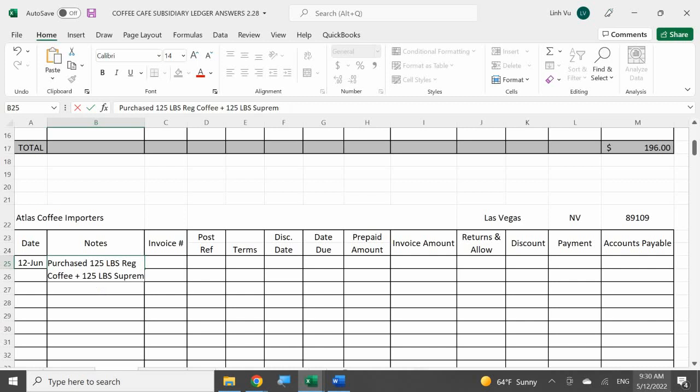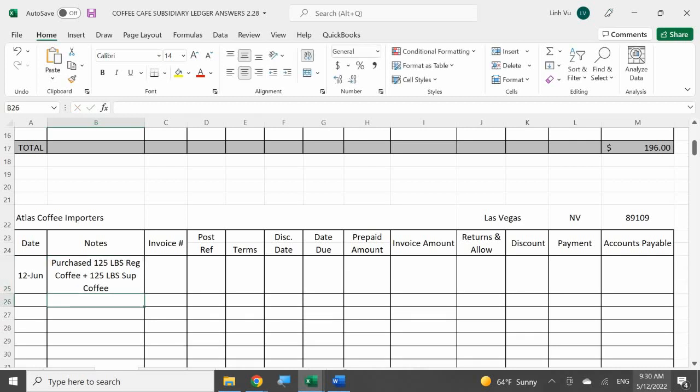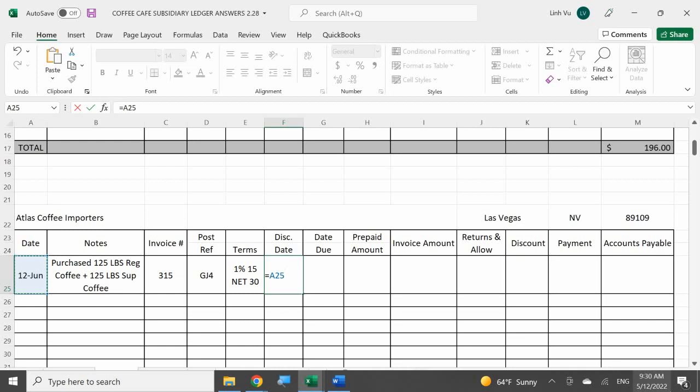Okay. Invoice number 315. Reference number, right? We purchased this on General Journal page 4. We were given terms, right? We were given that if we paid within 15 days, we would receive a discount of 1%. If not, the bill is due in 30 days. So, when is my discount due date? If I receive the bill on the 12th, when do I need to pay to be able to receive the discount?